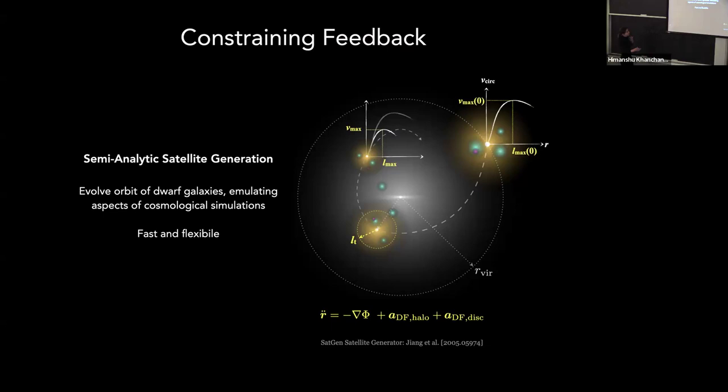But you can fold into it additional complexity, so you can have your generator essentially emulate some of the physics from these more involved simulation codes. And the benefit of this is it allows you to very efficiently change some of the properties of the baryonic physics and rapidly iterate on that, which is really hard to do when you're running a full simulation that can take months to finish.